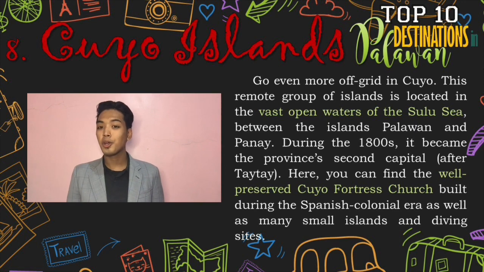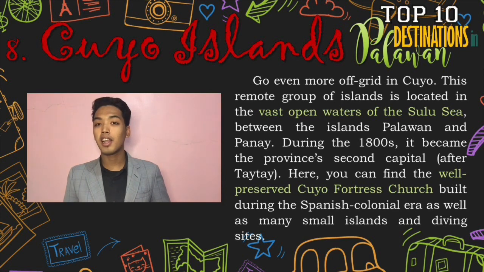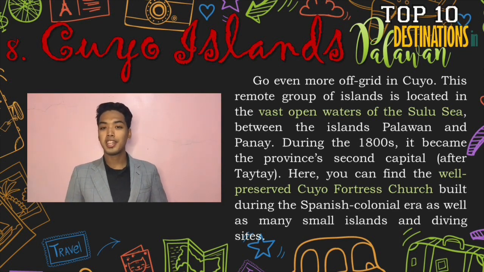And of course, Cuyo Island is located in the vast open waters of the Sulu Sea. It is between the islands of Palawan and Panay, and it became the province's second capital after Taytay during the 80s. And also, you can find the well-preserved Cuyo Fortress Church built during the Spanish colonial era.